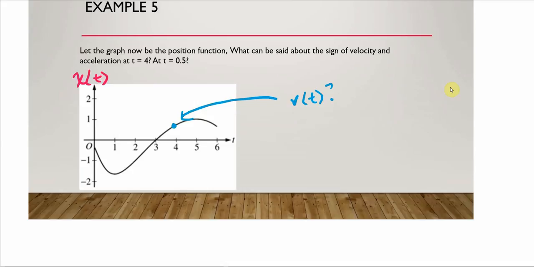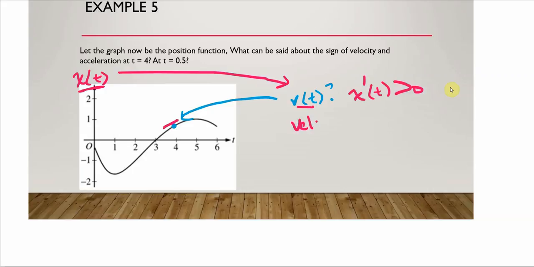So I'm at my position function, x of t, and I have to get to v of t, so I'm going to take the derivative of that. That means x prime of t, my slope right there, where I make a tangent line, is going to be positive. It's going to be greater than 0. So that means that velocity is positive.